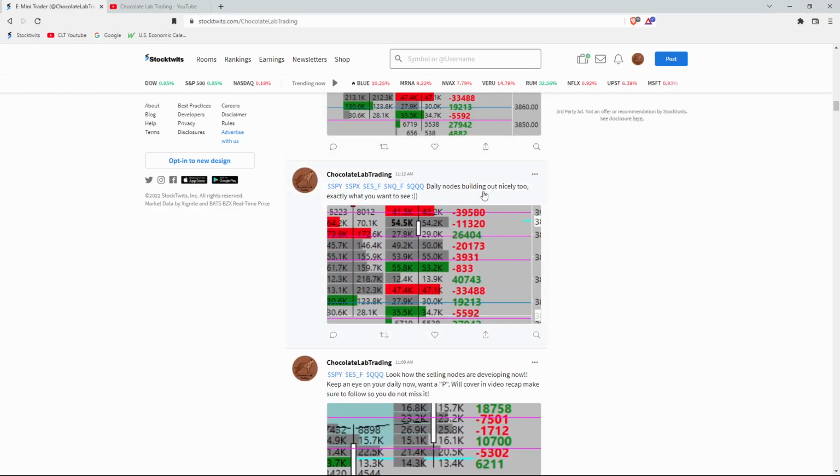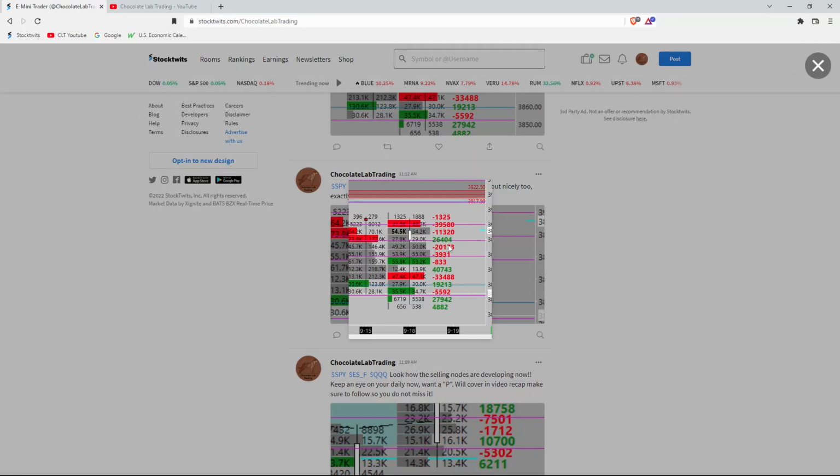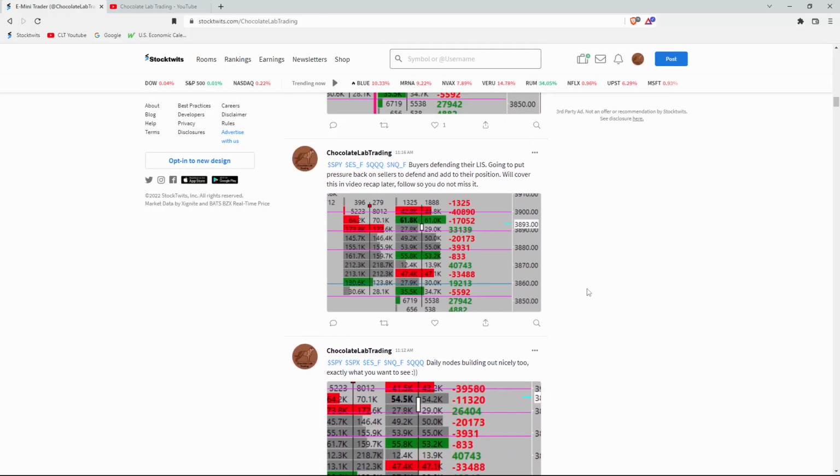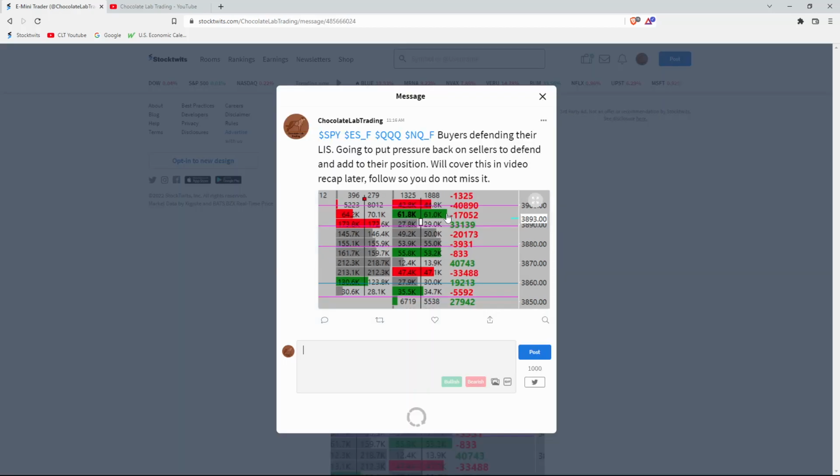Alright, daily nodes building out nicely too, exactly what you want to see. So still have some more work according to the daily looking at these volume nodes, but sellers doing their job. Now we're just waiting for our entry criteria. Buyers defending their line in the sand.